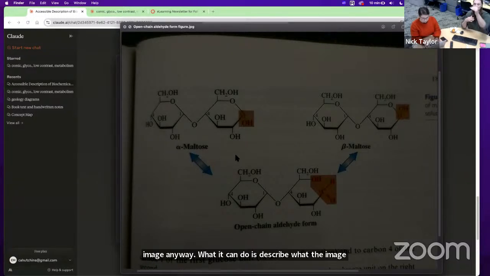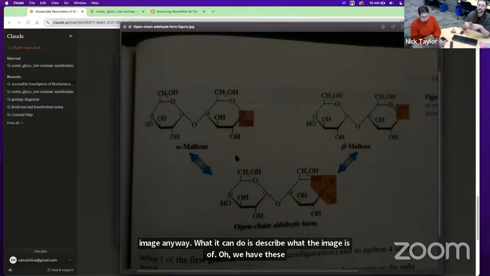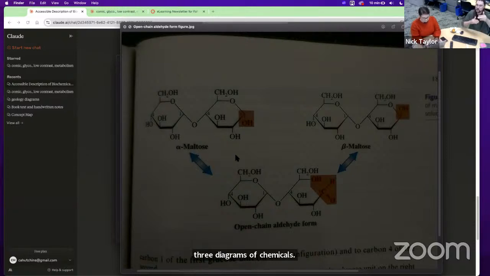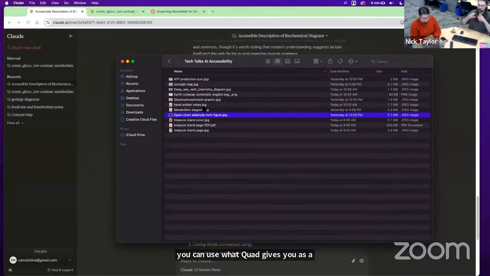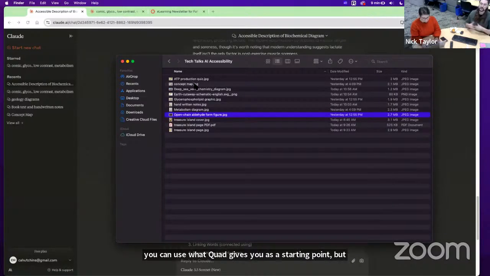Oh, we have these 3 diagrams of chemicals. Now, we want to make sure that the student knows that that's what these are. These are the 3 chemicals being shown. That could be enough alt text, especially if you had descriptions of what this interaction is around the image, right? So sometimes your accessibility isn't alt text, it's making sure they know what's there so that they know they're not missing something. And then in the actual line or paragraphs around it, you can use what Claude gives you as a starting point, but put that description there because every student would benefit from it, right? You don't want to hide it in the alt text if it's going to benefit everybody.